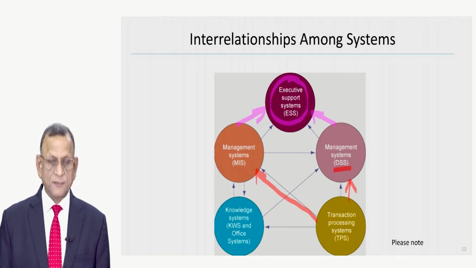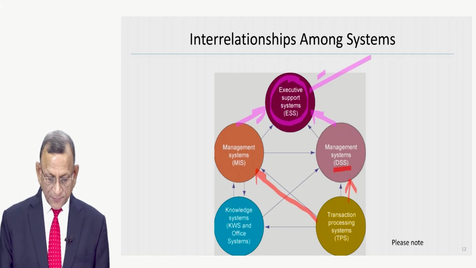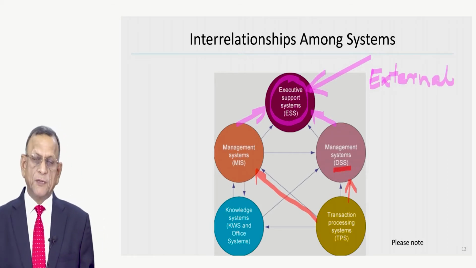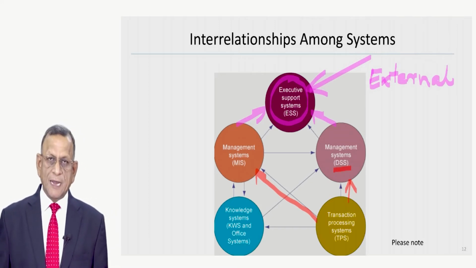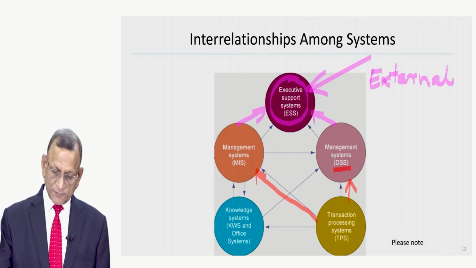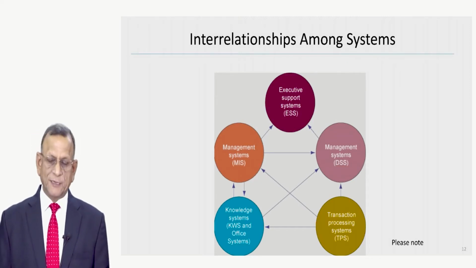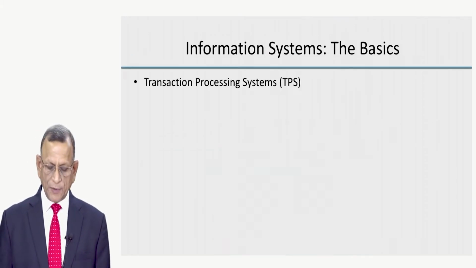And then information from both, that is management information systems and decision support systems, is going to executive support systems. Executive support system will also get some information from external environment. It is not only dependent on internal environment, but will also be getting some information from external environment. So this is another model to see the information flow within the organization. Let's understand every component one by one.